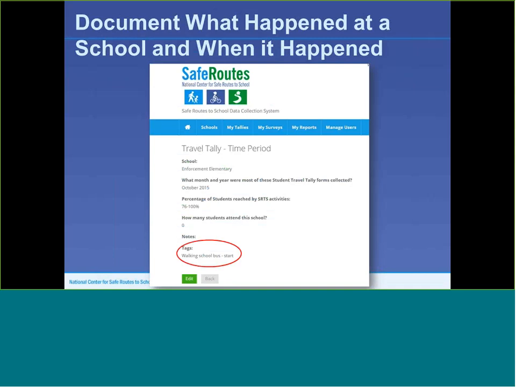Right now you can document what happened at a school and when. And this is by assigning something we call tags. You can assign a tag to a specific time frame, just as you see here. October 2015 is when the walk-in school bus started at Enforcement Elementary, a whimsically named school. The tags at the time frame level are basically meant to be record keeping, but can also show you the impact of different interventions.